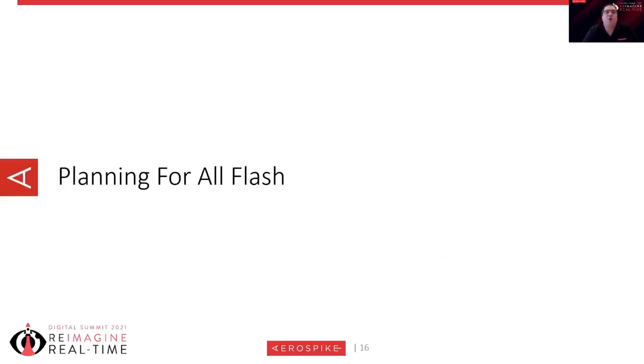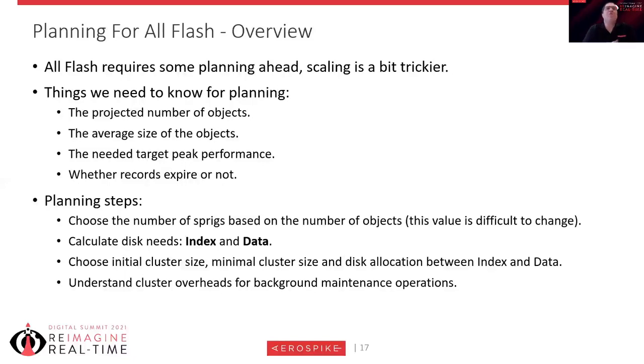So once we know all of this, let's talk about how to plan for all-flash. The planning for all-flash can be a little bit trickier. We need to plan ahead. We need to understand where we're going with the data. We need to think about the projected number of objects, the average size of the object, what will be the performance peaks, both for reads and writes, and whether we are planning to expire objects or not, because of full index operations that happen behind the scenes.